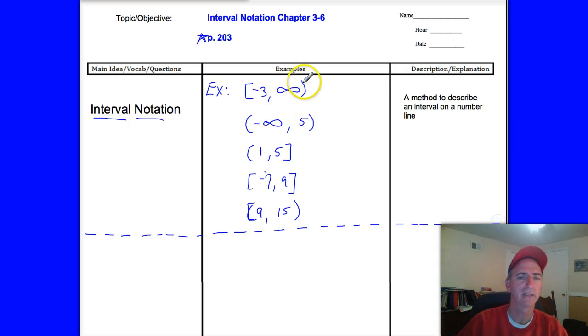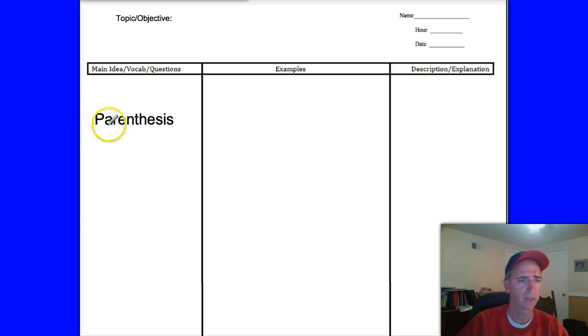Let's break down the details of what all this stuff means. So if you would, put a dotted line on your paper under that. To make my notes easier for you to read, I just break them up into separate pages. I found that seems to work better. So under your dotted line, write the word parentheses. And here I'll discuss what it means to have a parenthesis.